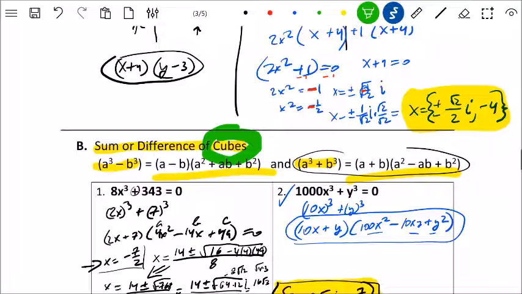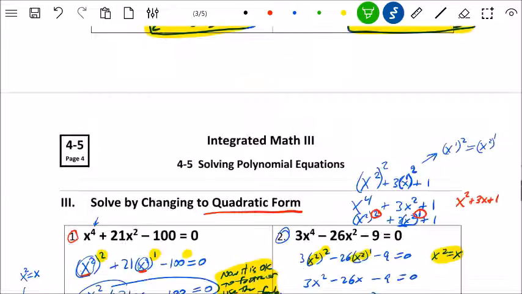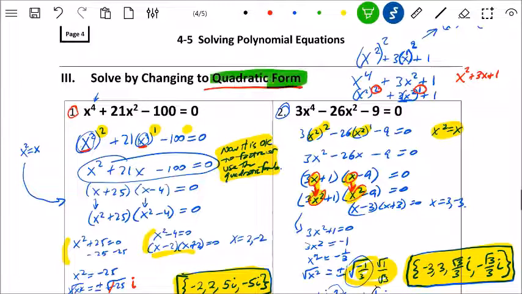I really like the cubes. Make sure you're really comfortable having memorized the formulas with the cubes. And then using quadratic form or changing to quadratic form in order to help us to solve it. So there's a good deal in this section, but hopefully it just helps with understanding these different parts of it.